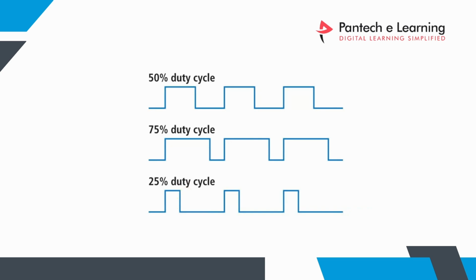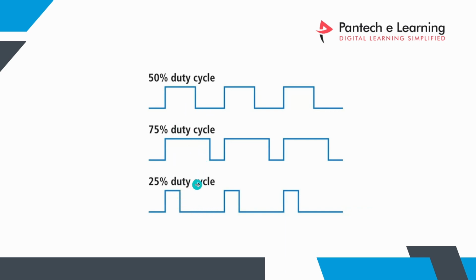This is what tells us the percentage of voltage that should go to the specified pin. If the duty cycle is 50%, the on time will be 50% and the off time will be 50%. When it comes to a 75% duty cycle, the on time is 75% and the off time is 25%. When you give 25% as the duty cycle, the on time is 25% and the off time is 75%.